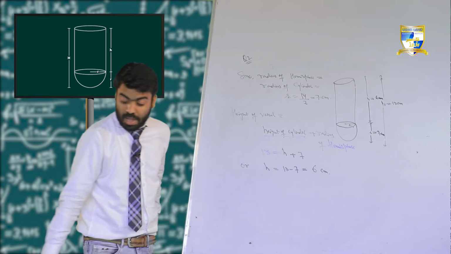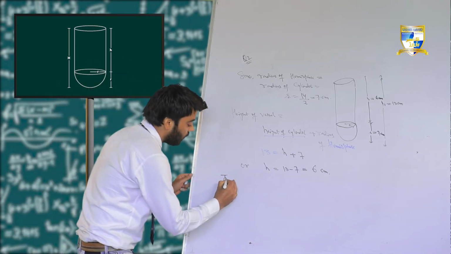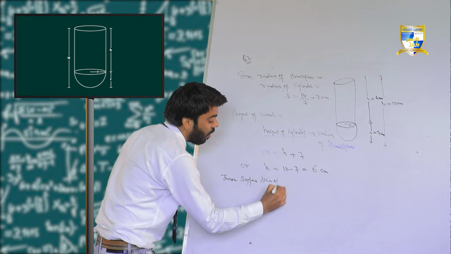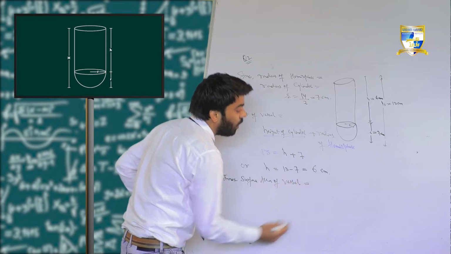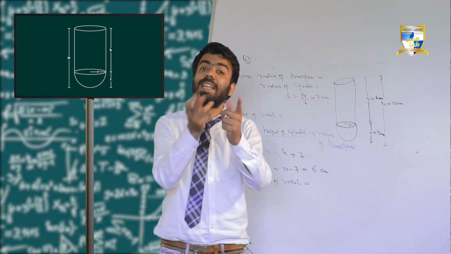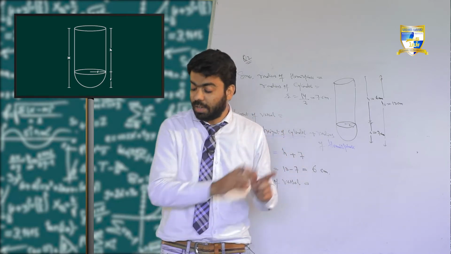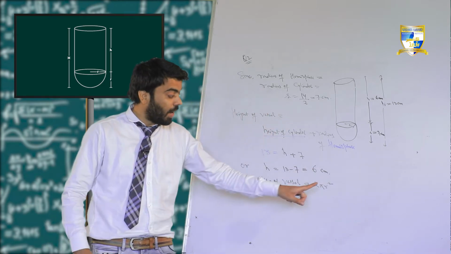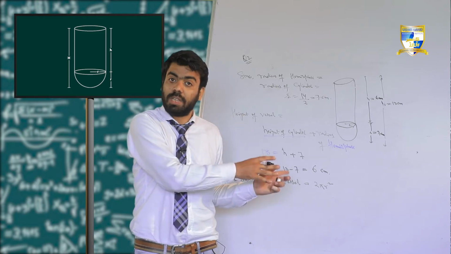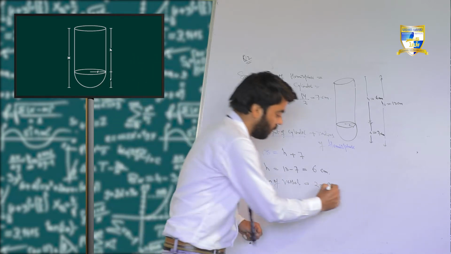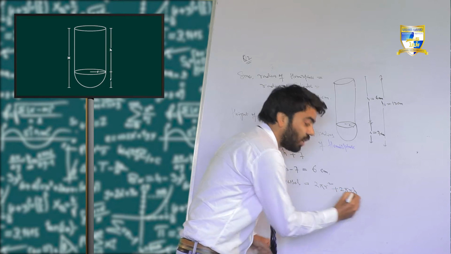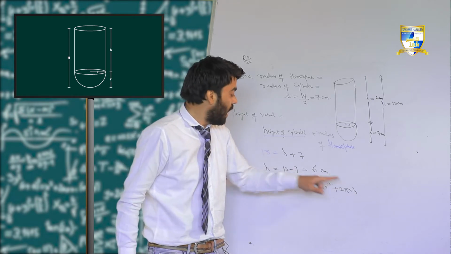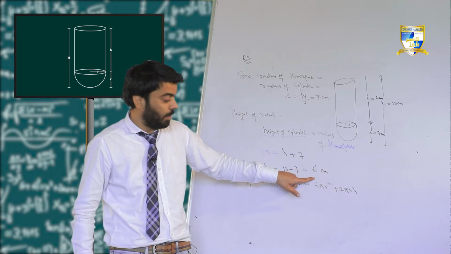It is simple. I can write here: inner surface area of vessel is equal to the inner surface area of the hemisphere plus the inner surface area of the cylinder. That's equivalent to 2 pi r square, which is for the hemisphere, we know these formulas, plus 2 pi r h, which is for the cylinder. But here you don't have the capital H, you have the small h, and that we know, that's 6 centimeter.